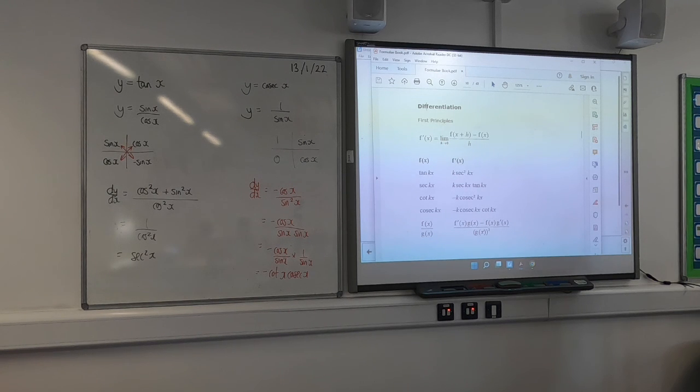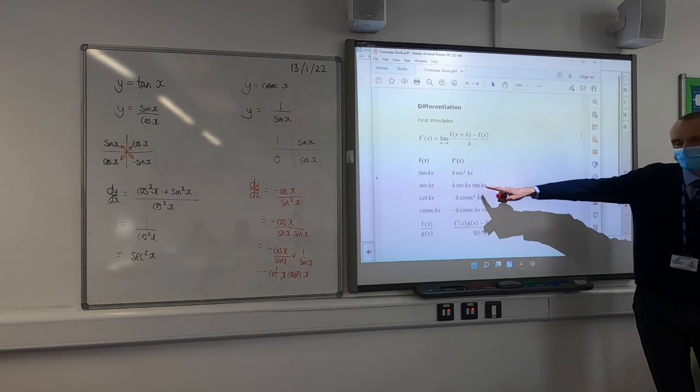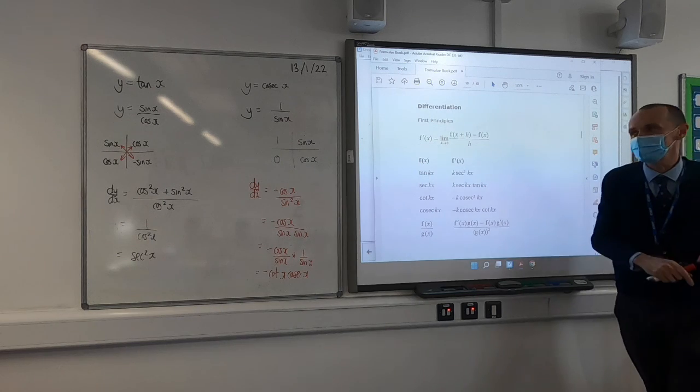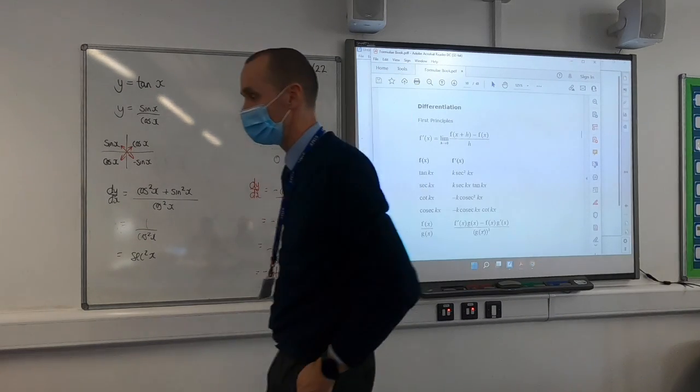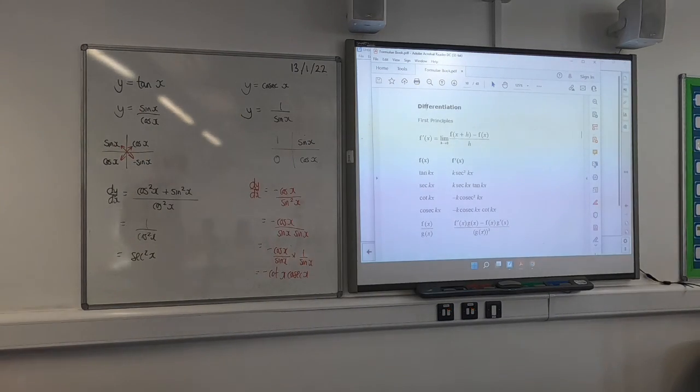Just do sec for me. Just differentiate sec. y equals sec x. We know what the answer is going to be, but let's just see if we can get it using the quotient rule. So I've done cosec, which was 1 over sine. Sec is 1 over cos.